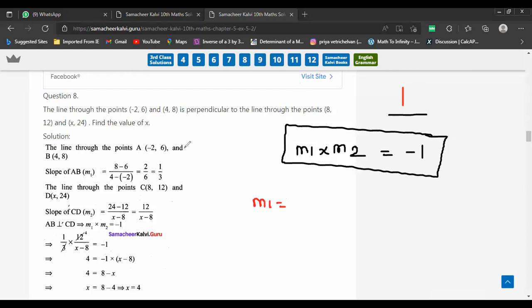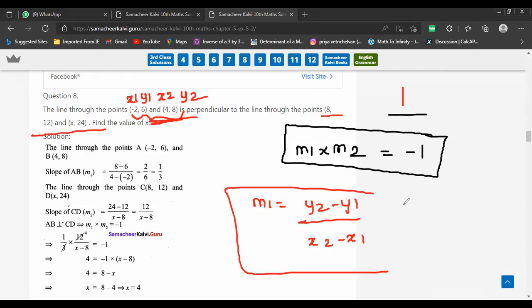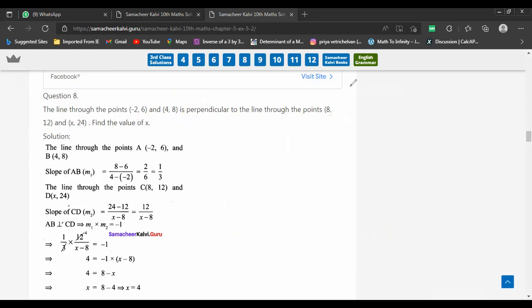You know how to do that. You can easily find the value of m1 by substituting into the (y2 minus y1) upon (x2 minus x1) formula. In this formula, you can substitute these 2 points for finding m1. Okay. And similarly, for finding the value of m2, you can take these 2 points and again substitute in the same formula. When you do that, you get 1 by 3 into 12 upon x minus 8, and equate it to minus 1.